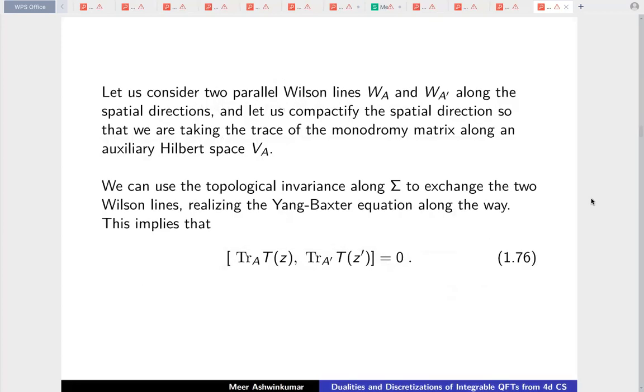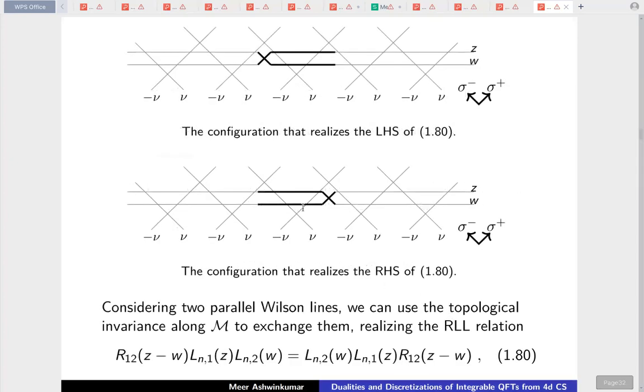And the essential point is that when you consider two parallel Wilson lines in 4D Chern-Simons theory, we can use the topological invariance along sigma to exchange the two Wilson lines, realizing the Yang-Baxter equation along the way. And this implies that the trace of the total monodromy matrix for different values of the spectral parameter commute with each other. And this is basically the statement of quantum integrability. And this is the diagram of what I just mentioned. You have basically two parallel Wilson lines, and then you realize the Yang-Baxter equation, or more precisely here, the RLL relation.